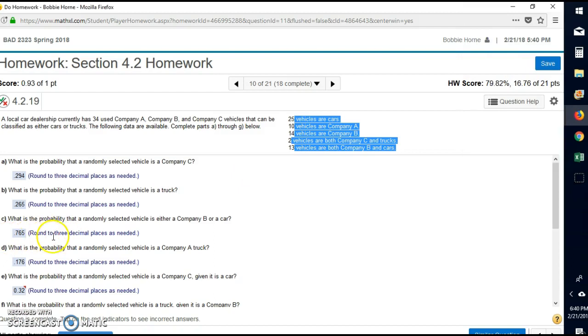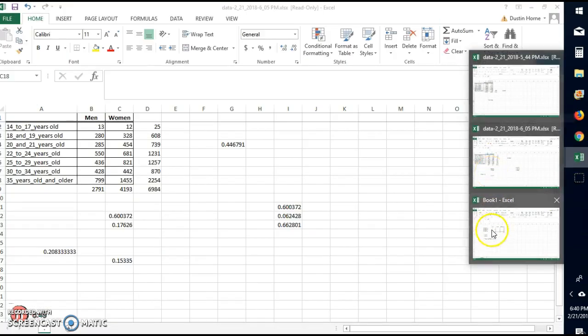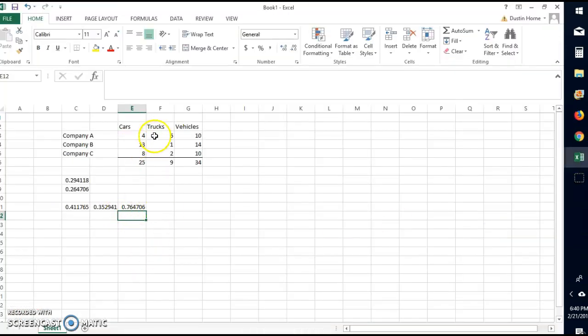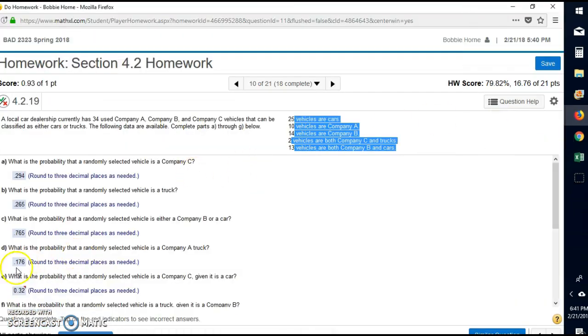Okay, so 0.765. All right, what is the probability that a randomly selected vehicle is a Company A truck? There's only 6 Company A trucks. So the probability that you would select one of those trucks, take it out of the total, and you get 0.176.